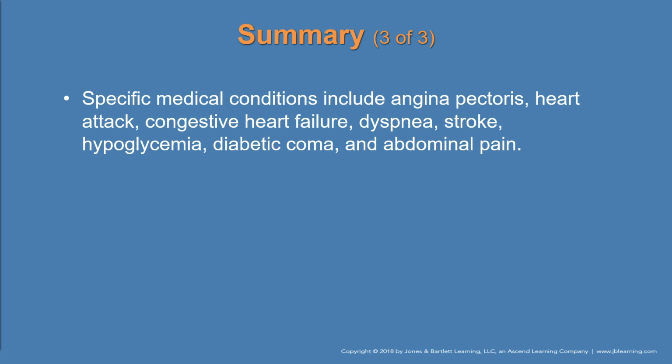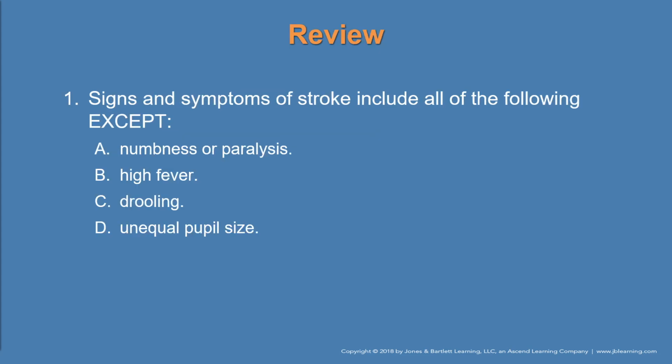So again, you don't have to diagnose these people, but you do have to identify the life-threatening conditions. And those are the things that are related to airway, breathing, and circulation. And then we can dig into the secondary assessment and find all of the other stuff that we could potentially make a little bit better. All right, so let's do a little bit of review. Signs and symptoms of a stroke include all of the following except numbness or paralysis, high fever, drooling, or unequal pupil size.